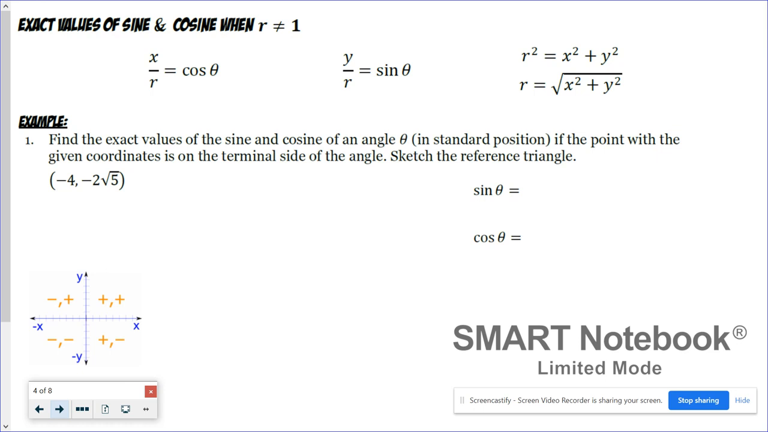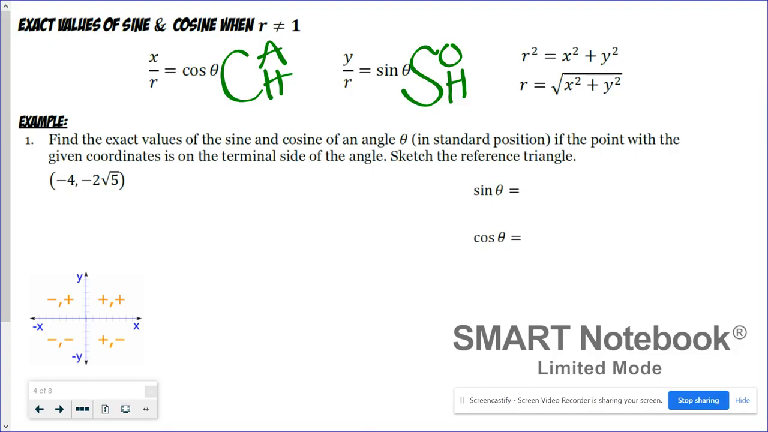So here in number 1, I want to find sine and cosine. I'm still going to use the fact that sine is the opposite over the hypotenuse and cosine is the adjacent over the hypotenuse. I can still use those, okay? It's just look at what you're given. You're given the coordinates, the terminal side on a circle. So we first have to think, where is this point located?